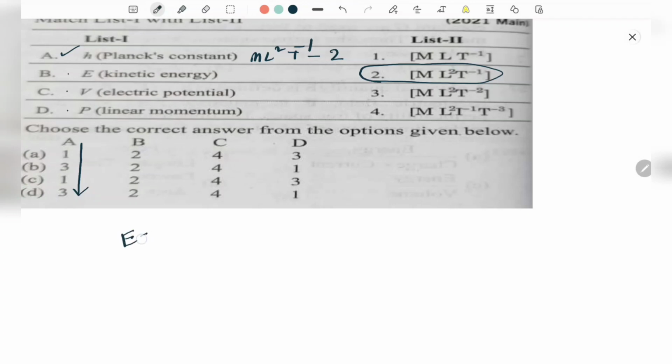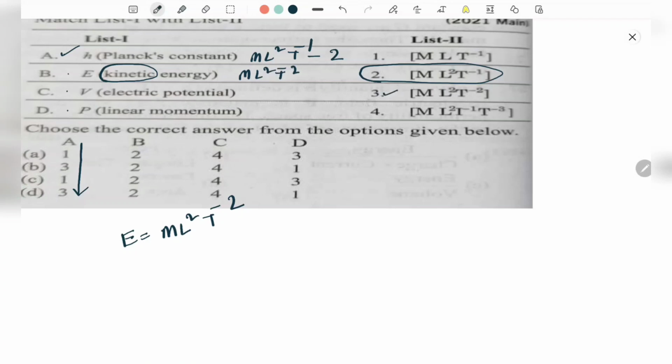The kinetic energy, it doesn't matter if it is kinetic energy or potential energy or any other kind of energy like thermal energy, or sometimes we call it the heat energy. It will always have the dimension of energy, which is M L square T to the power minus 2.